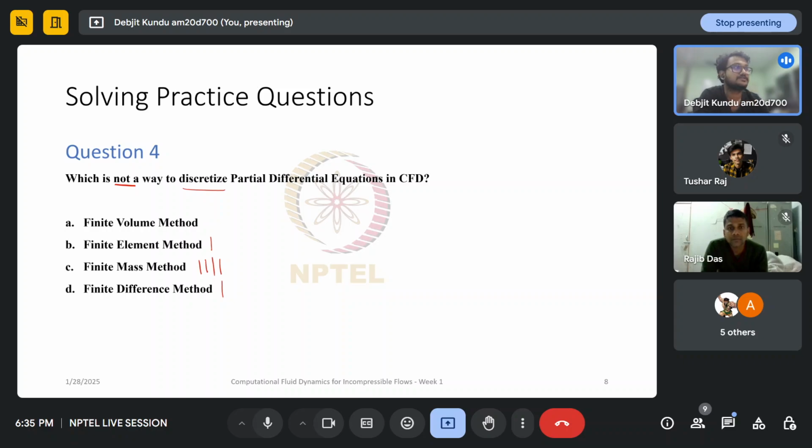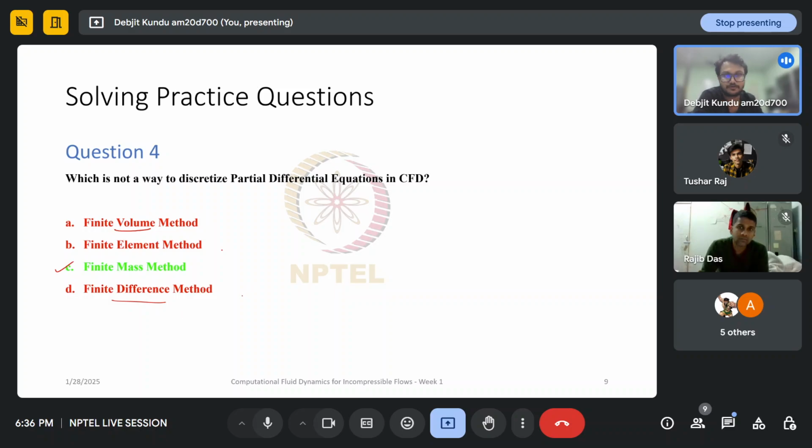Okay, so let's take a look at the answer. It's option C, so finite mass method. As I said, there are different ways to discretize partial differential equations, and options A, B, and D are different ways of discretizing it. Just to give you a brief overview of what these methods are, we won't get into detail right now. Over this course, we will learn finite difference method in great detail and a little bit of finite volume method. Finite element method can be used as well, but it's not so popular for fluid mechanics.